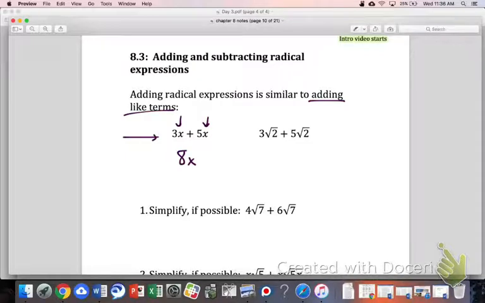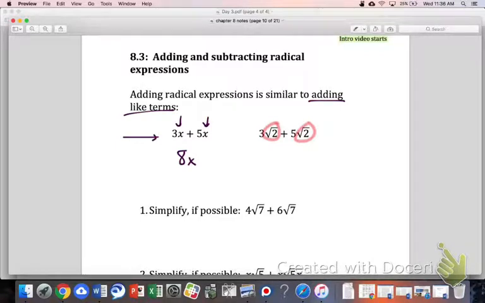So when we are adding radical expressions, it's really a similar idea. Notice how this over here looks real similar to what we have over there on the left. Instead of 3x plus 5x, it's 3 root 2 plus 5 root 2. So because of that, we would say that these two terms are like terms because they have like radicals. In other words, the root 2 and the root 2 are the same, and so they'll function almost like an x.